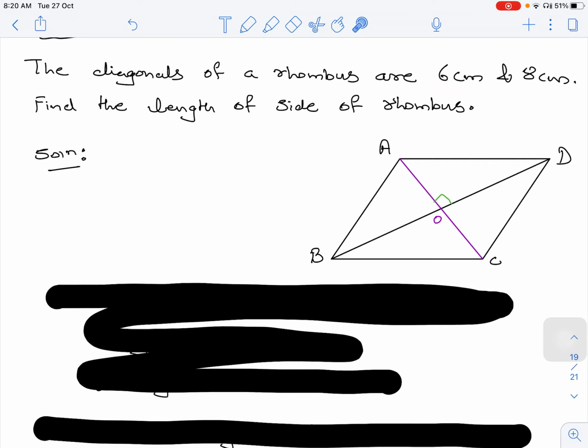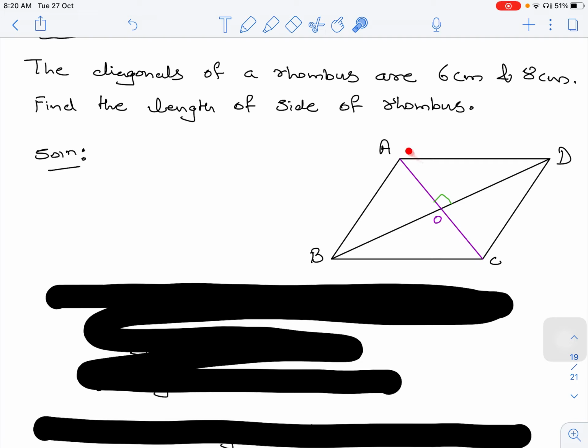Remember that in a rhombus, the lengths of the diagonals are different. We have learned in the previous period that the lengths of the diagonals of a rectangle are equal, but those of a rhombus are always different. Okay, so one diagonal is short or small, and the other diagonal is the bigger one. So let us consider that this AC is 6 centimeters. Now remember, we have learned a property.